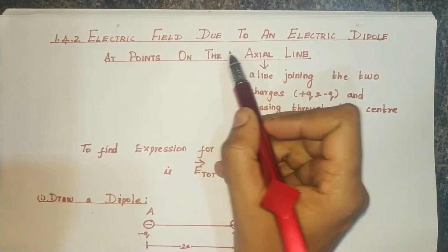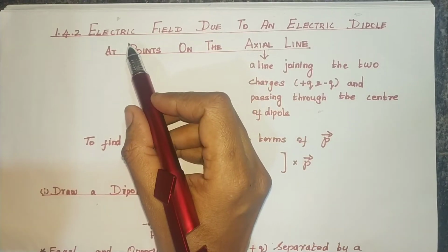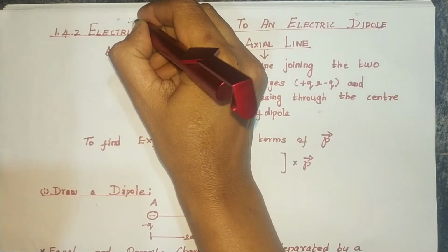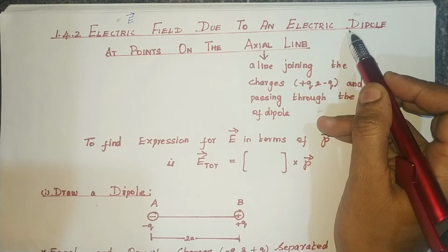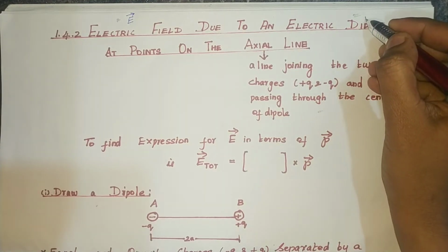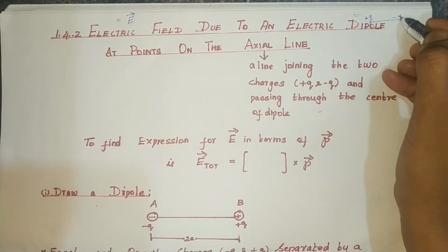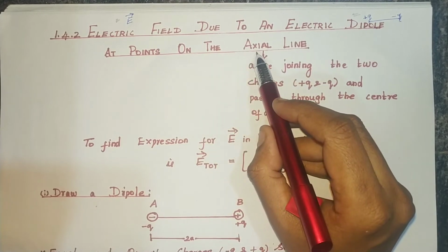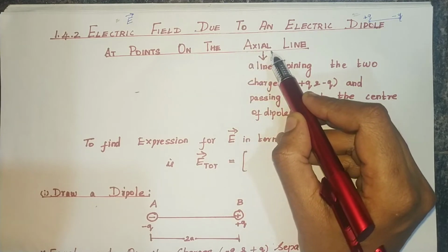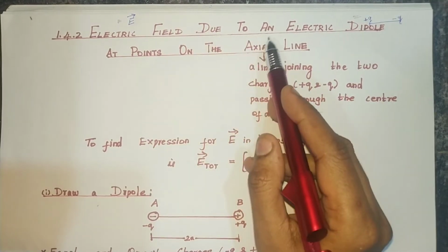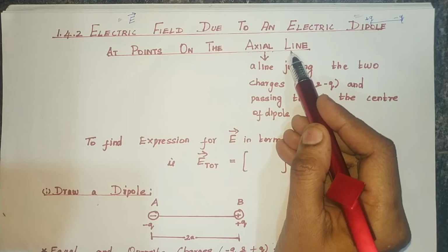Electric field due to an electric dipole at points on the axial line. நமக்கு தெரியும் electric field is E vector. E vector representation is electric field due to an electric dipole. Dipole na enna? An equal and opposite charge separated by distance. At points on the axial line, அப்படின்னா என்ன? The dipole is placed on an axis.